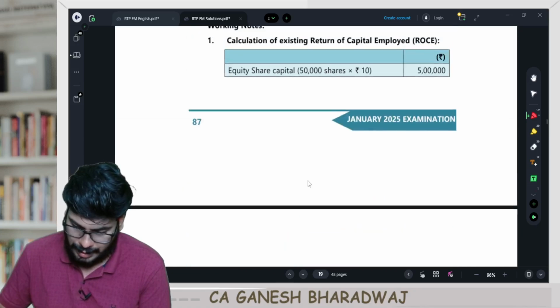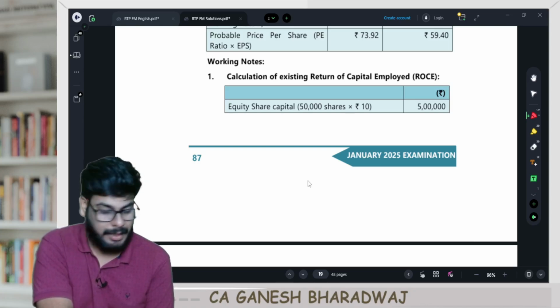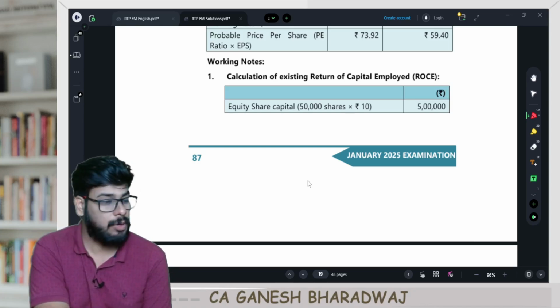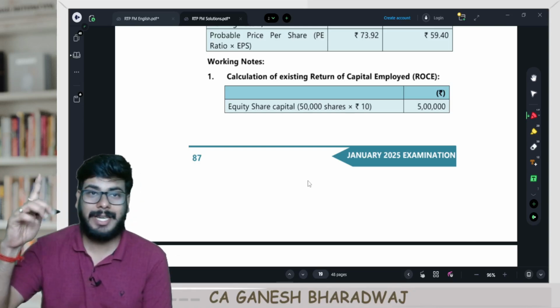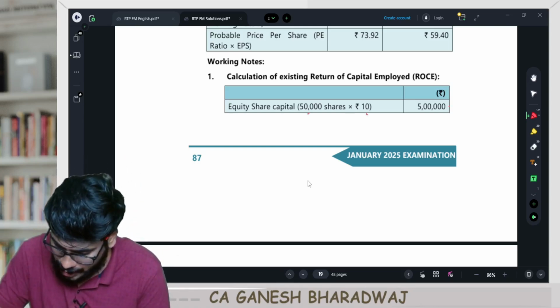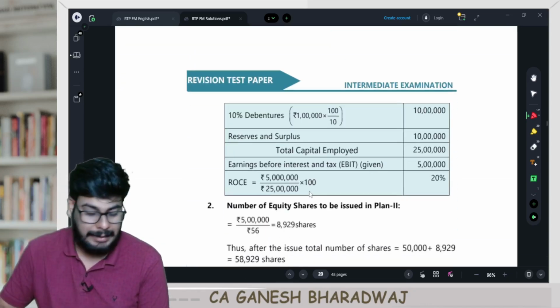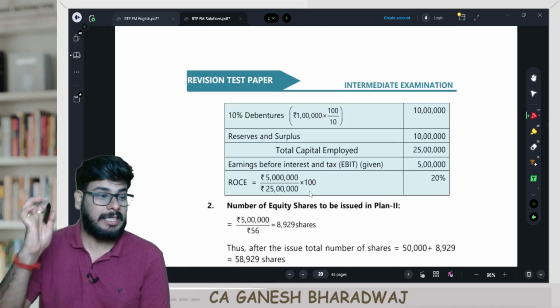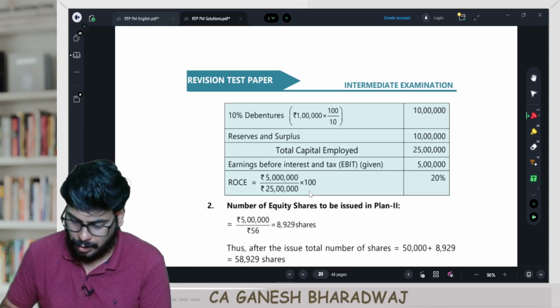Now look at this. Currently what they have given, please have the question with you. They have given in the question that at present, the total equity share capital value is 50,000 shares, each 10 rupees, 50,000 into 10. The total value of equity share capital is 5 lakh rupees, right? Then in the question they have given, the total interest paid is 1 lakh rupees, correct?